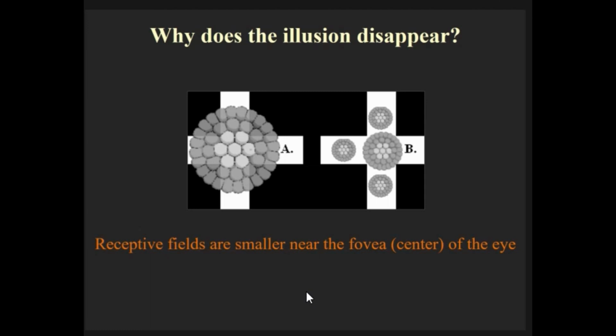It's because your receptive fields are smaller near the center of your eye. So when you look at the center of your eye, you don't see the dots. But around the edges, you start to see all the dots. And that's what we mean by the illusion.